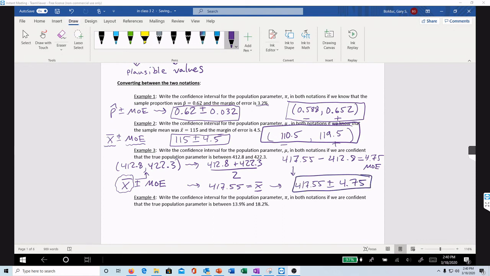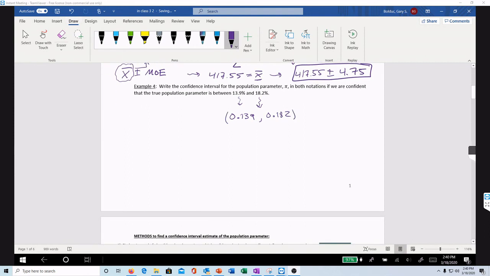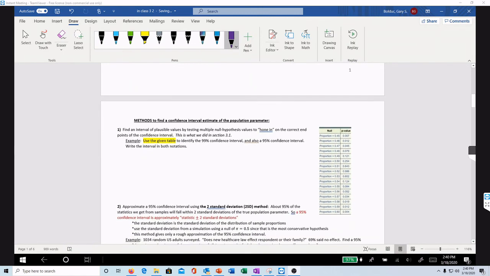Okay, so let me try example 4. I'll put solutions to this online so you can just check what you get. But what might make it easier is to convert everything to decimals first. So if you're going to do this work, convert these to decimals and try to do the same thing we just did. So that will be posted on Blackboard. Every example I don't do here will still be posted.